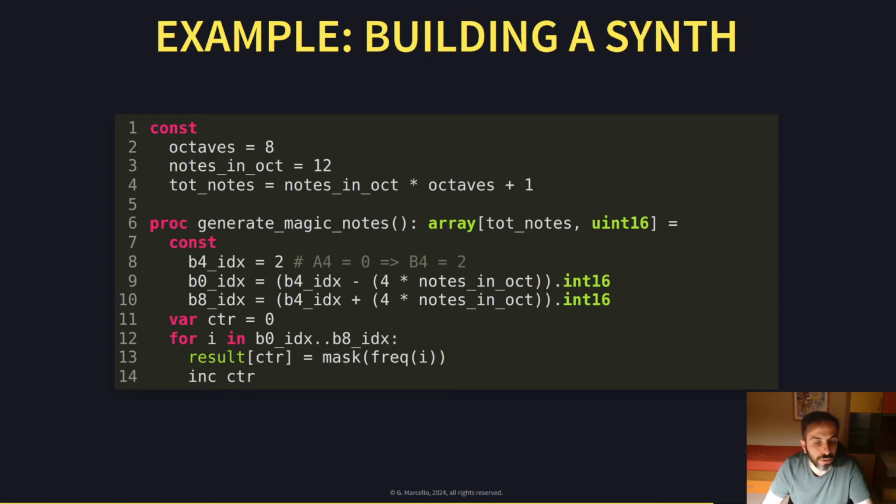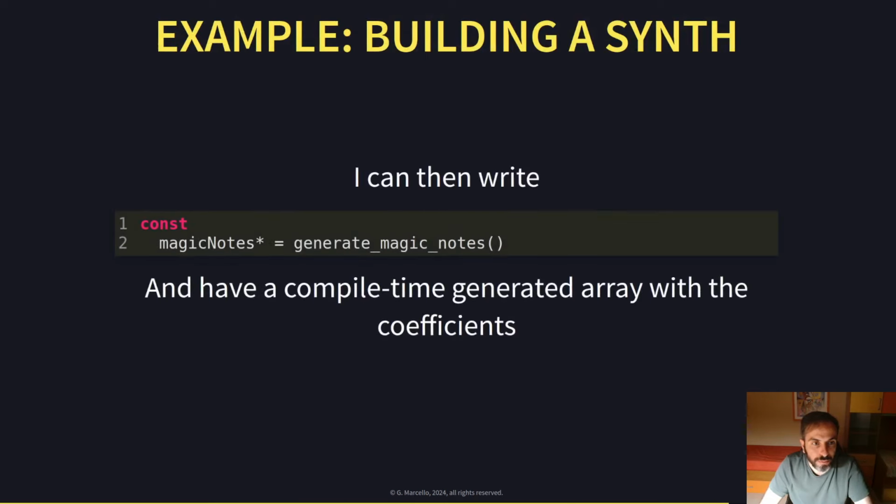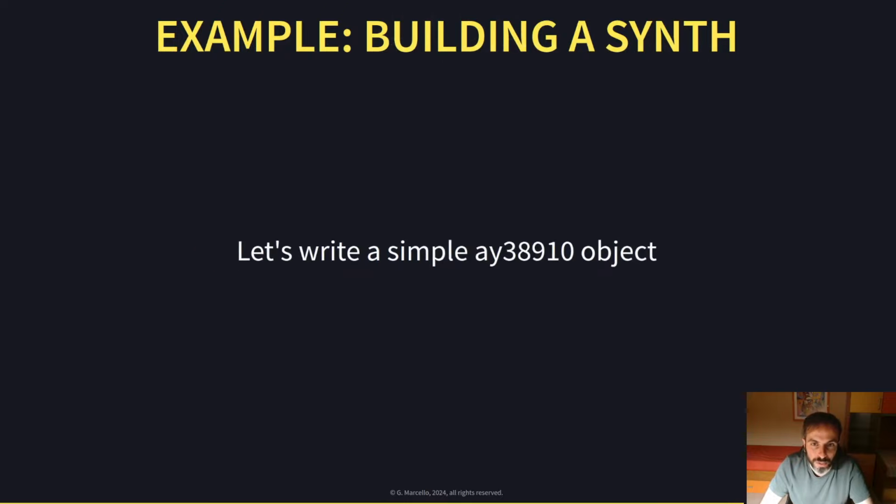You don't have to use a separate tool chain. In the past, I would have had to use Python to generate this in C, and have it separately. And then if I had to change anything, I would have to repeat all of the process. Here it is built into the project. You can just write const magic notes equals generate magic notes, and this will be executed at compile time. And it's just done. It's as easy as this.